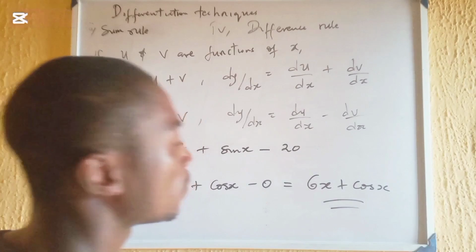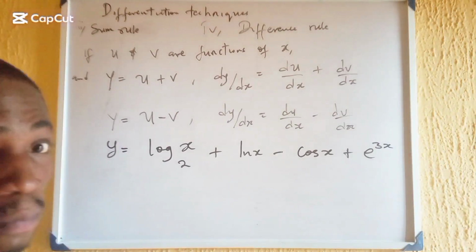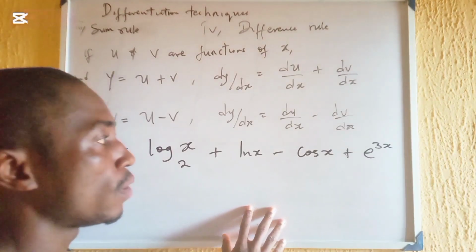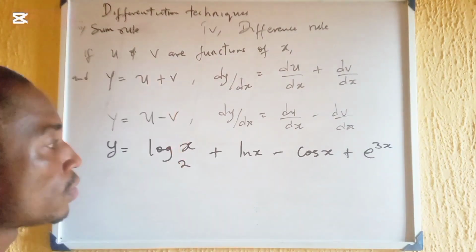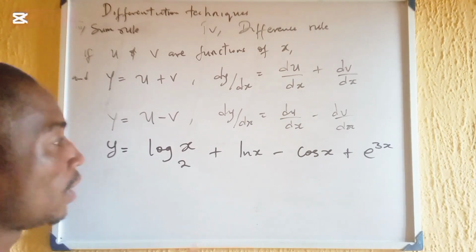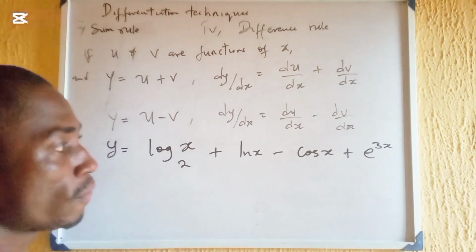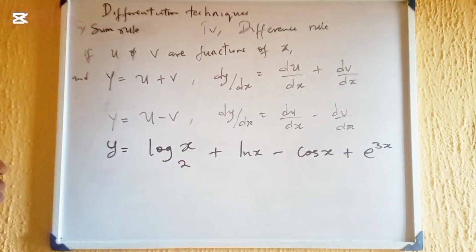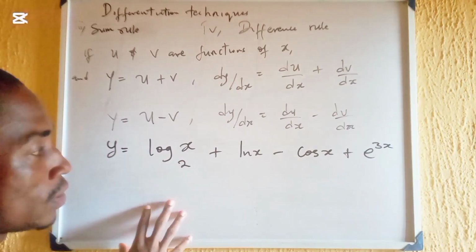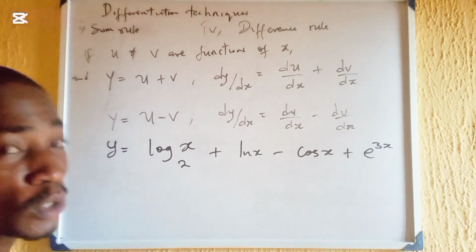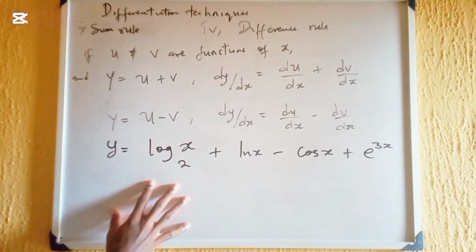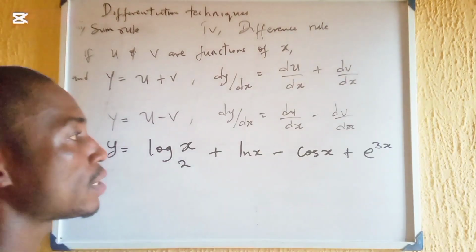Cos x. I want us to touch one more example before we go to the next techniques. Here we're having y equal to log x base 2 plus ln x minus cos x plus e to the power 3x. So all these things are functions of x and they are just basic functions: cos x, e to the power 3x, ln x and log x base 2. Looking at this, you may say that it is complex because we have a mixture of functions, but it's not really complex. Here we have log x base 2, ln x, cos x, e to the power 3x.